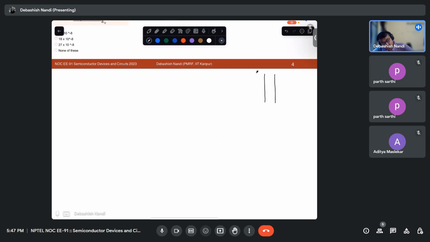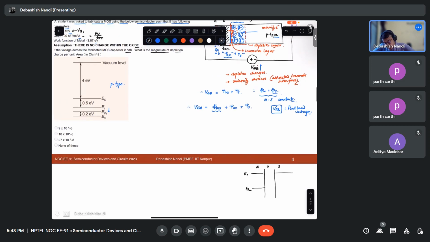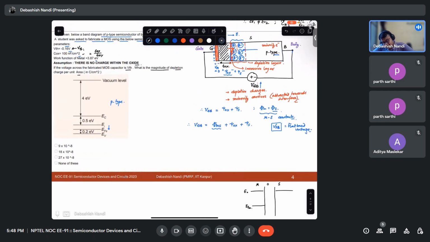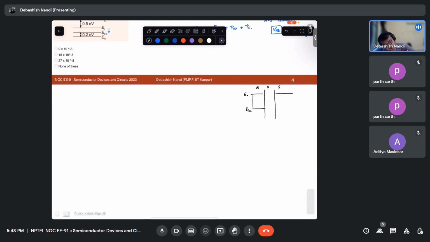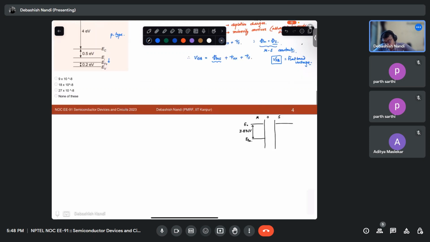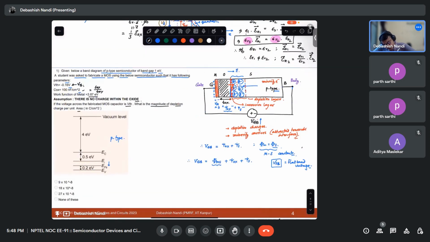You have this kind of MOS structure. Let's say earlier these are not joined. So you will have some E0, you will have some EFM. Let's take this metal work function as 3.87 electron volt. And the semiconductor work function, how much have they given?